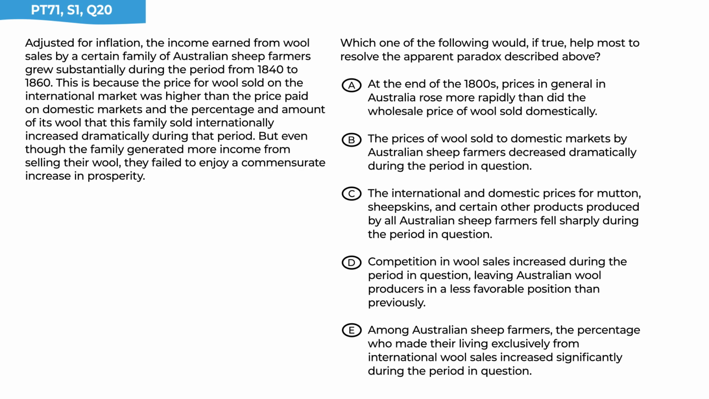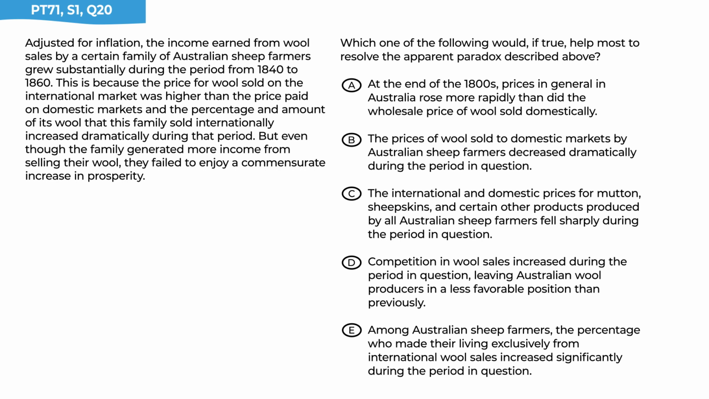All right, welcome back. So we want to first figure out, what is that apparent paradox? What is the thing that we need to explain? The first sentence says that adjusted for inflation, the income earned from wool sales by a certain family of Australian sheep farmers grew substantially during the period from 1840 to 1860. This is because the price for wool sold on the international market was higher than the price paid on domestic markets. Great, so they could buy it domestically for cheap and sell it internationally for a lot.